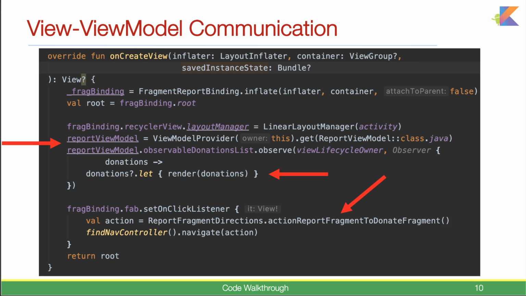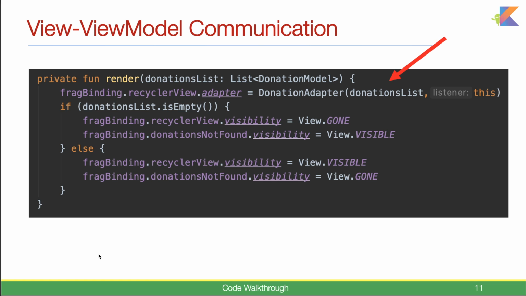The render itself to display the data is as follows. So here we are inside render. We're passing in this donations list. Remember, this is the live data value that was updated because some change has been made to the list, or whatever the existing list happens to be.